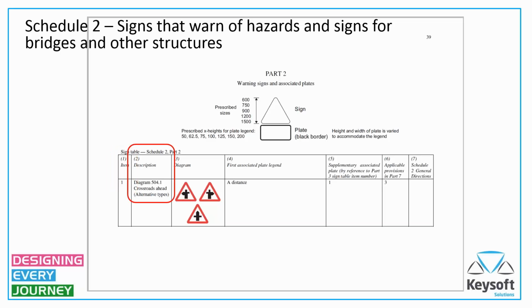So going on to column 2 there, we've got description. That's a thing that used to appear in the 2002 regs and previous regs. Got the diagram number, of course, there.